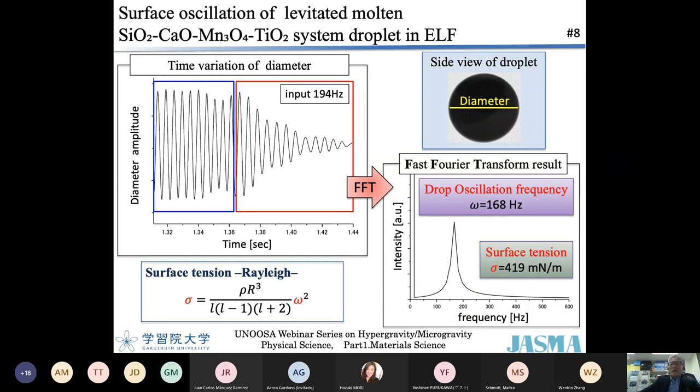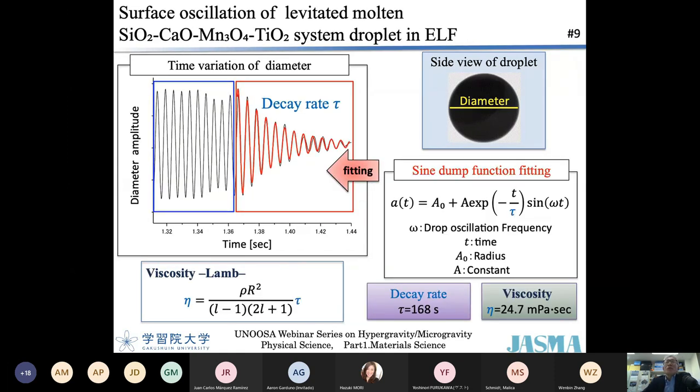This surface tension is smaller than in the liquid metal case. Liquid iron surface tension is 1,500 millinewton per meter. The liquid iron, liquid metal surface tension is larger than the molten oxide surface tension. And next, please.